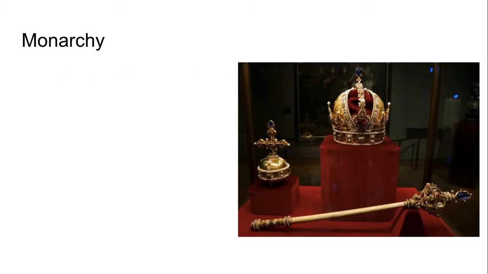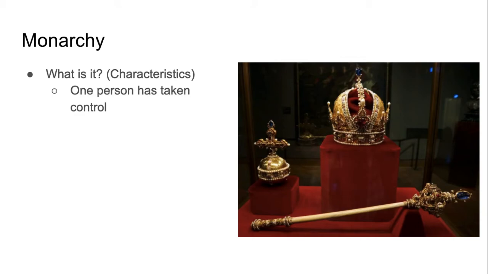All right, the last form of government that we're going to take a look at is a monarchy. So what is a monarchy? That is when one person has taken control. Most of the time when we look at monarchies, it is a family lineage that is passed down from father to son, son to their son. This person is going to make all of the decisions for the entire country. Typically, there aren't a lot of checks or balances on these people, and sometimes you like them, sometimes you don't.